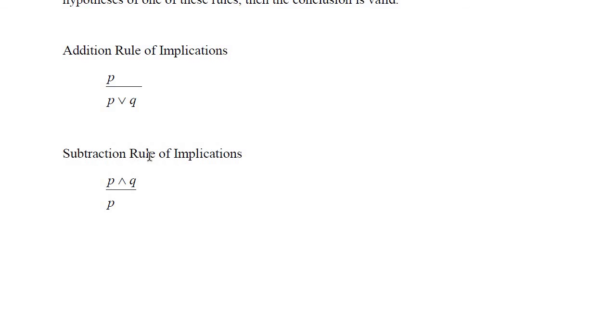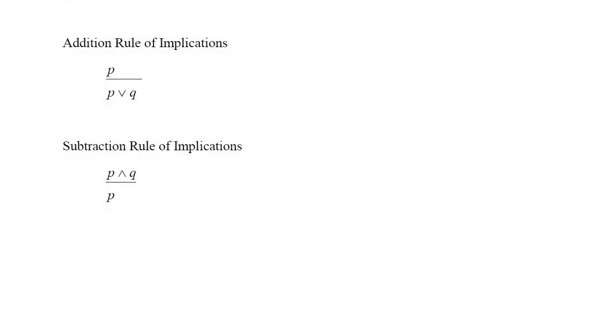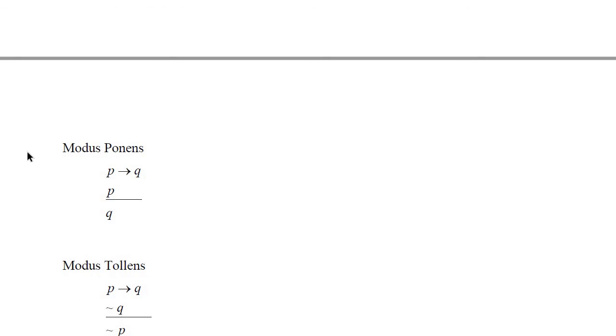The subtraction rule of implication: if I have P and Q, then I can conclude that P is a valid conclusion. Modus ponens: if I have the statement if P then Q, and I have the statement P, so if I have these two statements in an argument in the hypotheses, then Q is going to be a valid conclusion.